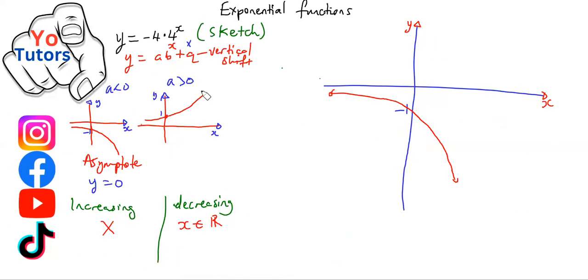Now let's see with our domain here. The domain is x an element of real numbers, so it can approach any value of x. What about the range? The range is y less than 0, because we're just going to find our graph below 0. It's not going to cross up there. So that's all you need to understand.